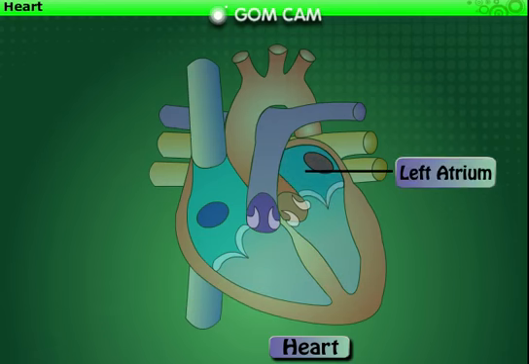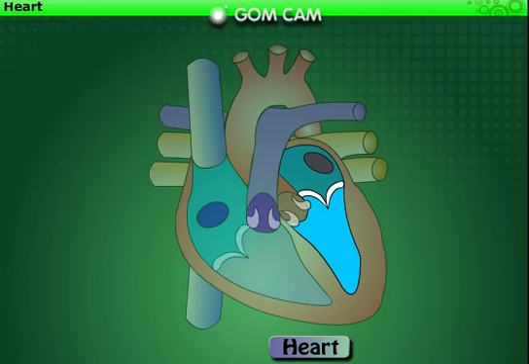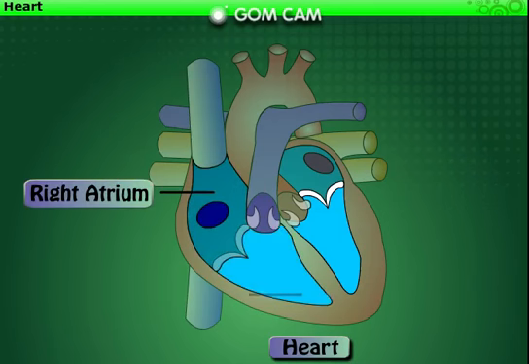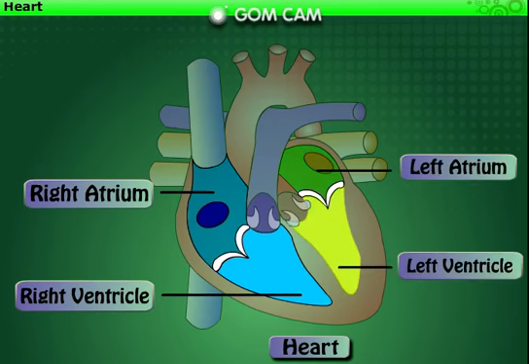The left atrium is connected to the left ventricle through a valve. Similarly, the right atrium is connected to the right ventricle through another valve. The left and right chambers of the heart prevent the oxygen-rich blood from mixing with the blood containing carbon dioxide.